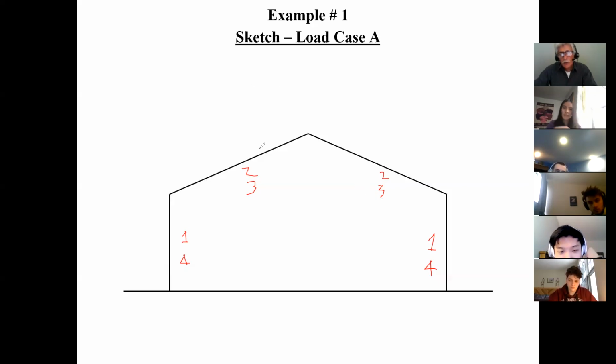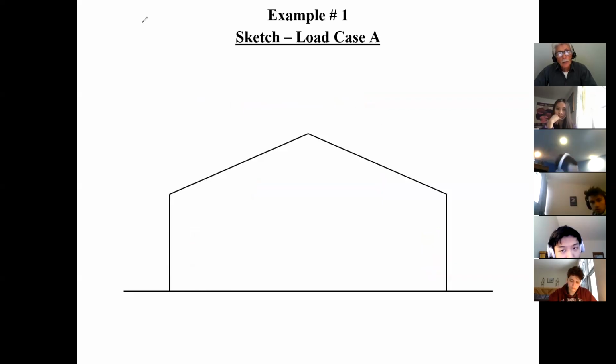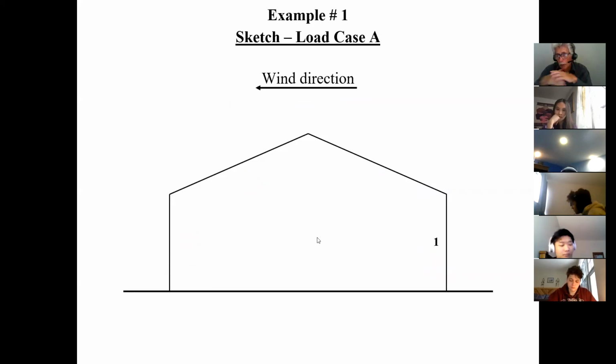Well, guys, just to let you know, if the wind is blowing this way, is this surface 1 or is this surface 1? The left-hand side. This is surface 1 if the wind is blowing this way. So whenever you're doing a sketch, it's very important to indicate the wind direction. Once you've indicated the wind direction, you know which is surface 1, which is surface 4, which is surface 2, which is surface 3. Because if the wind is blowing this way, this becomes surface 1. Everybody agrees?